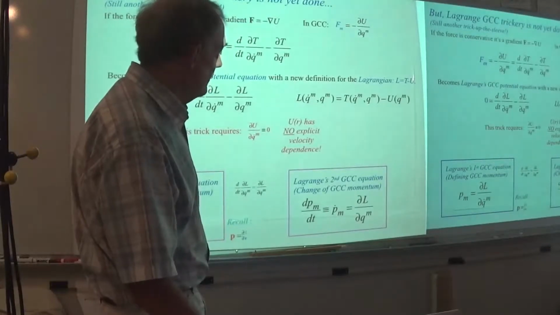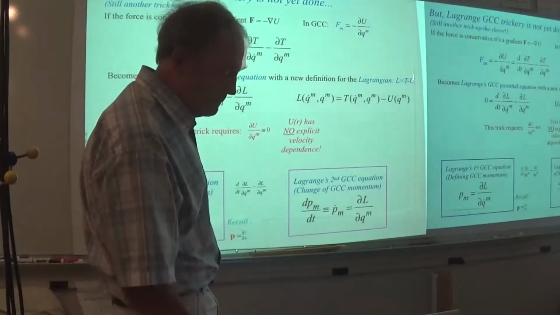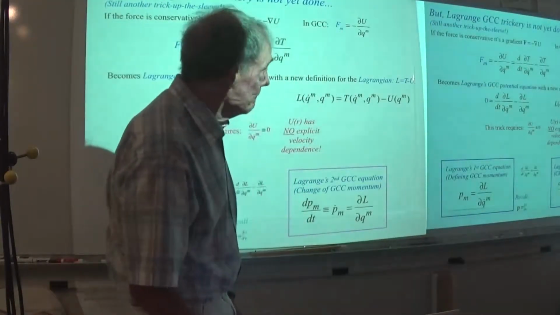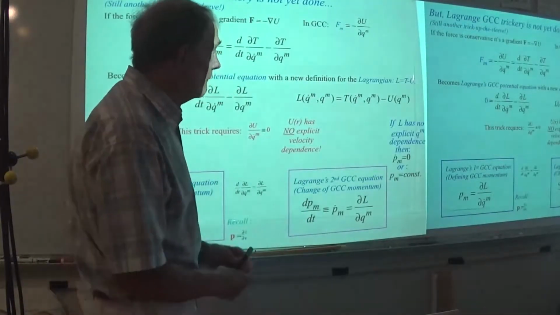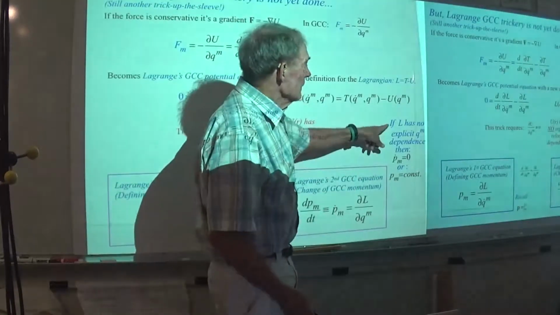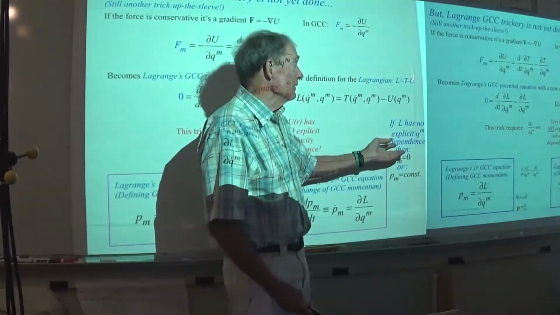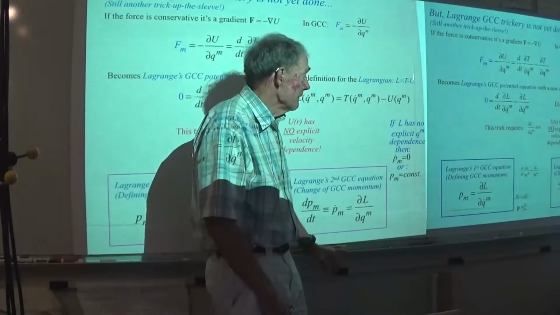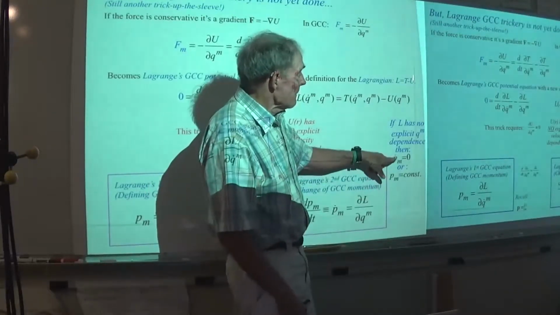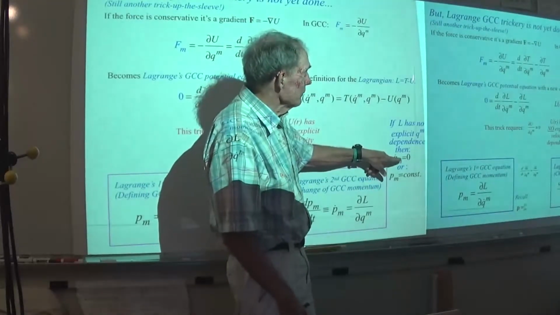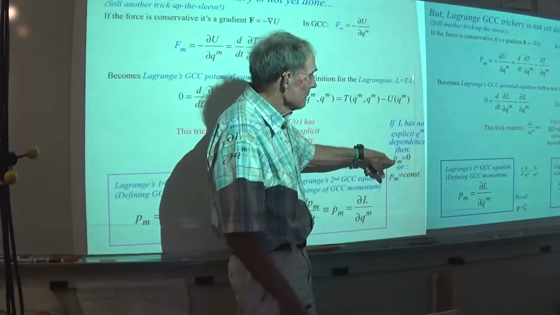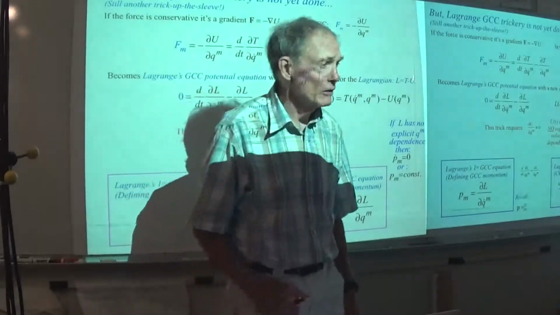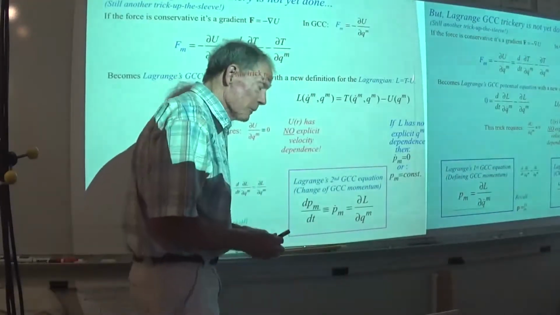Well, let's see if there's anything else that I need to comment on. If L has no explicit Q dependence, and that's what we've been talking about before, if it doesn't depend on where you are, P dot M, that particular component of momentum, doesn't change. That's a conservation law. That's Lagrange giving you a conservation law for the momentum.